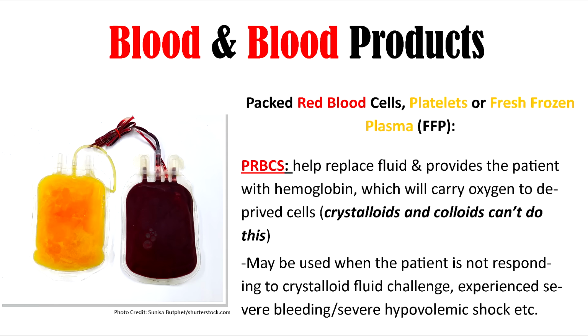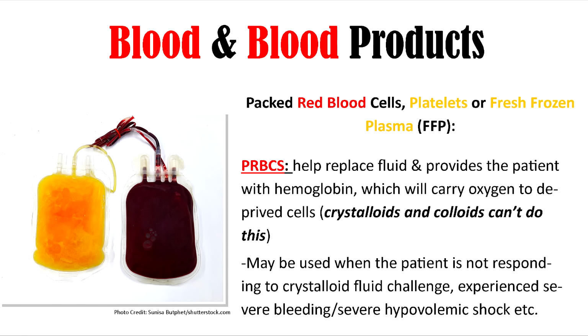The last fluid type we're going to talk about, of course, is blood and blood products. This can include packed red blood cells, platelets, or fresh frozen plasma. Now, packed red blood cells are going to help replace the fluid that has been lost, and it's going to do another thing that really our crystalloids and colloids couldn't do. It's going to provide the patient with hemoglobin, and hemoglobin will carry oxygen to those deprived cells. So that is one benefit of that.